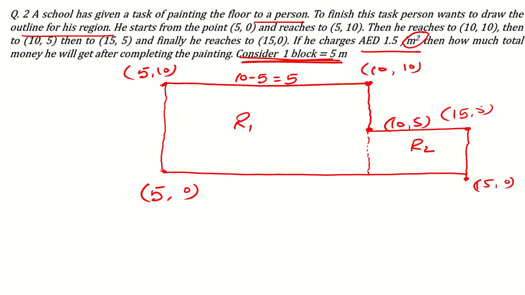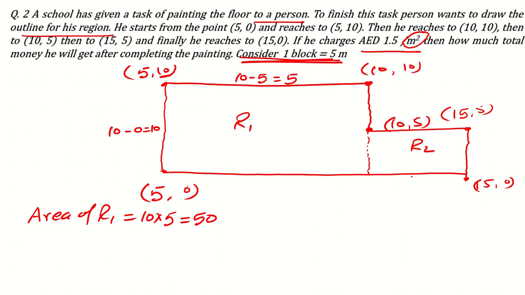Yes, and what will be the other side? This is value y 10 and here value y 0. So what will be this height? 10 minus 0 means 10. Don't go with the exact side, okay? So area of rectangle 1 we can find easily. Area of rectangle 1 is 10 multiply 5 means 50.